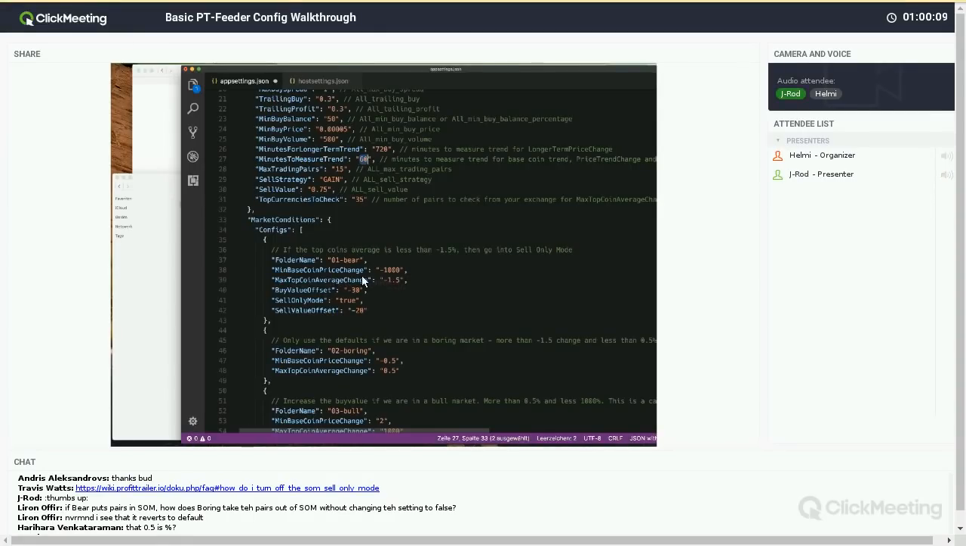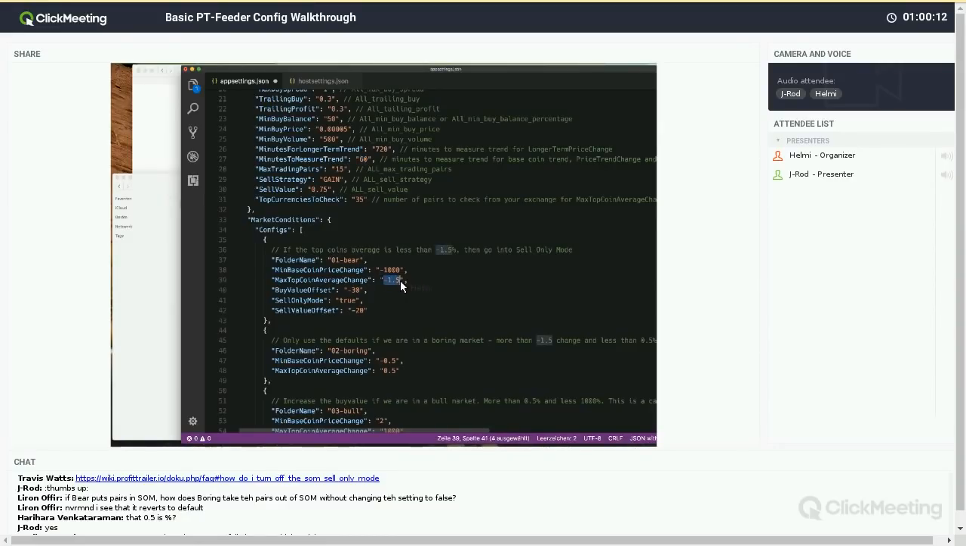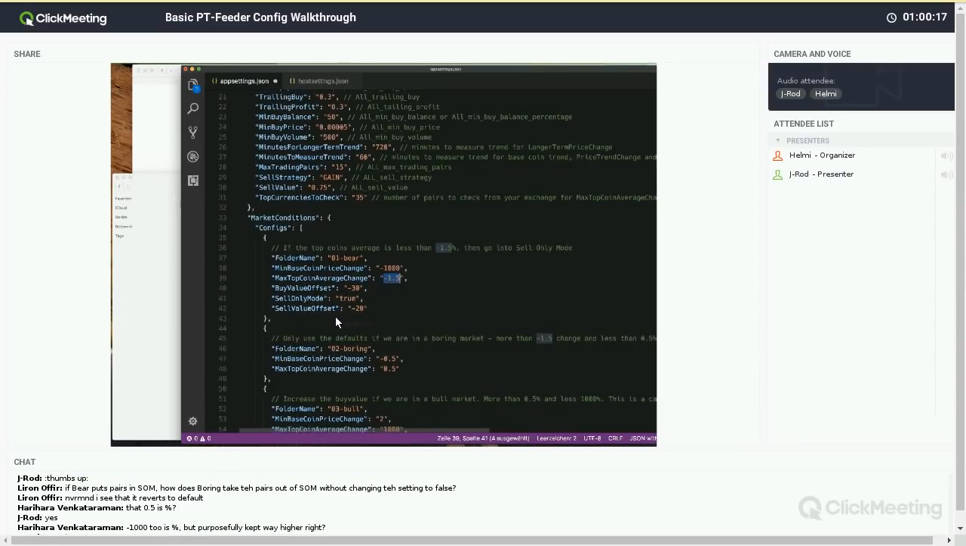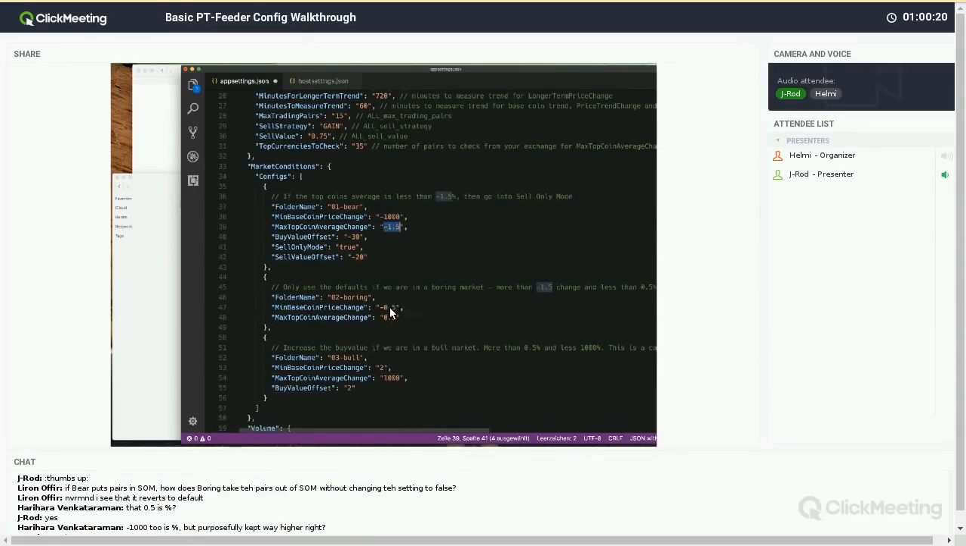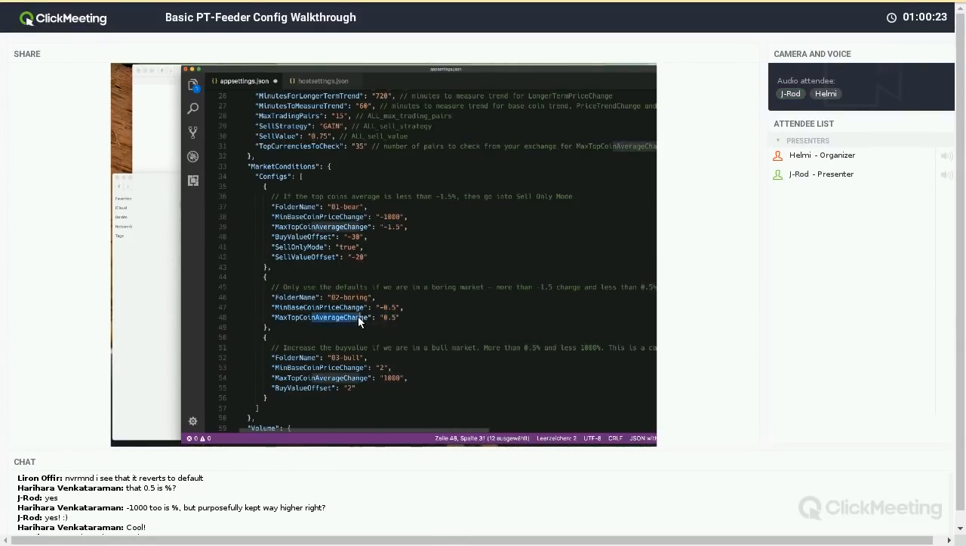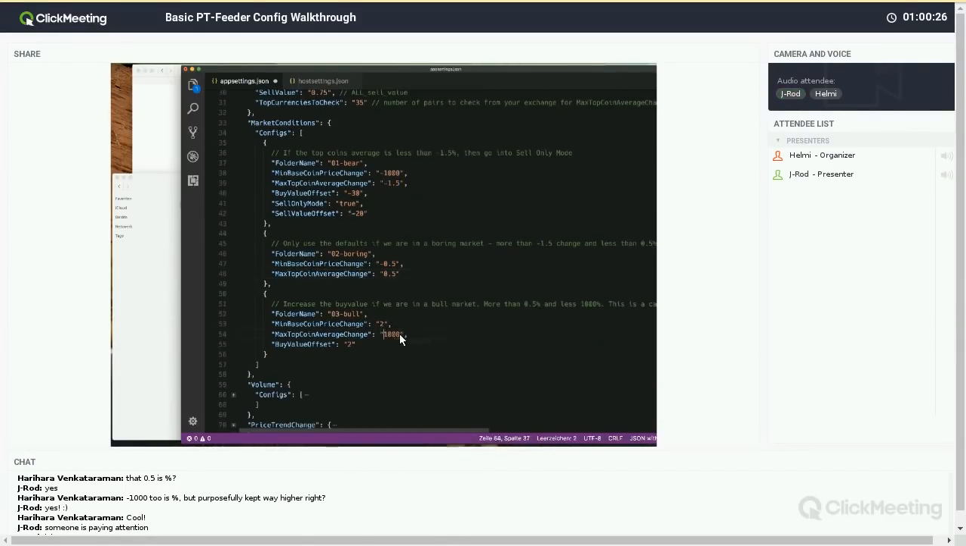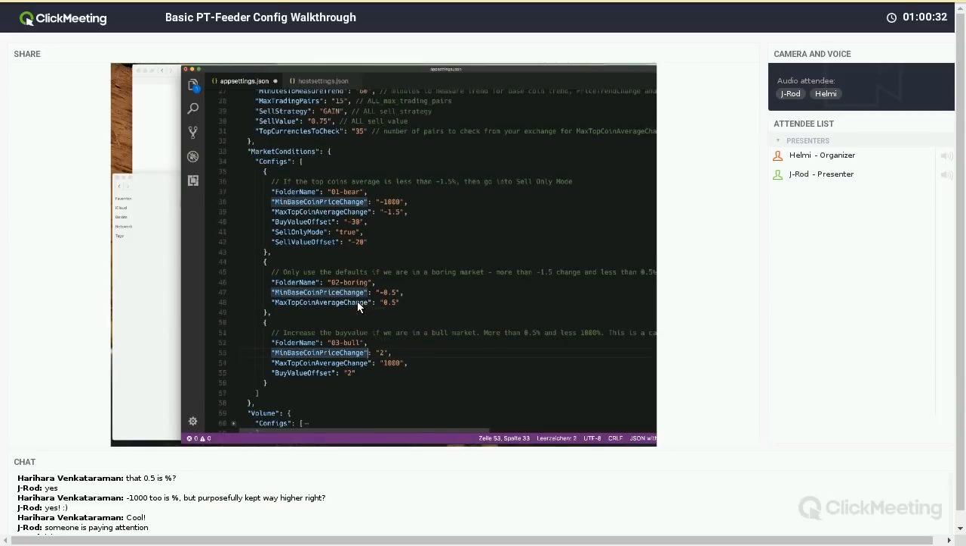And here is the max. So the maximum, everything that is below negative 1.5 goes into bear. Everything that is between negative 1.5 and positive 0.5 goes into boring. And everything above that, again, arbitrary high number, goes into bull. So this is the basic kind of sensors that define how your market condition is selected as soon as you run feeder. Like Jared said before, it's an or condition. So if either of both, if you use both, gets true, this one gets selected.